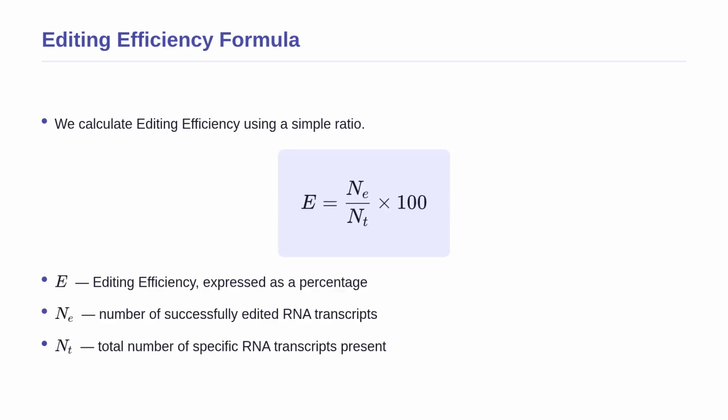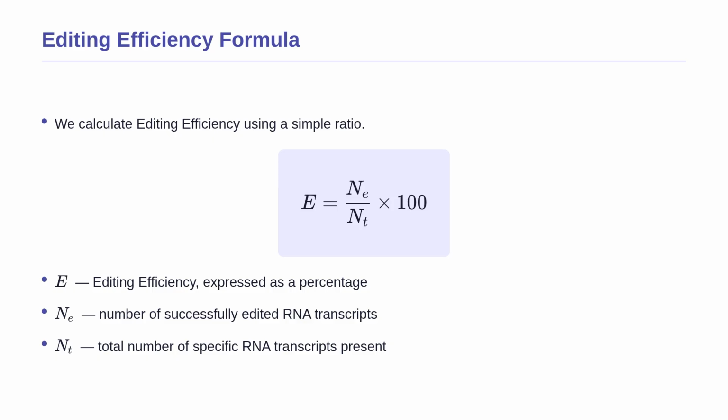To measure this activity, we use a straightforward mathematical formula. Conceptually, we just want to find the percentage of transcripts that got edited. The formula is E equals N subscript E divided by N subscript T, all multiplied by 100. Let us break down these symbols. E represents the editing efficiency, which is always expressed as a percentage.